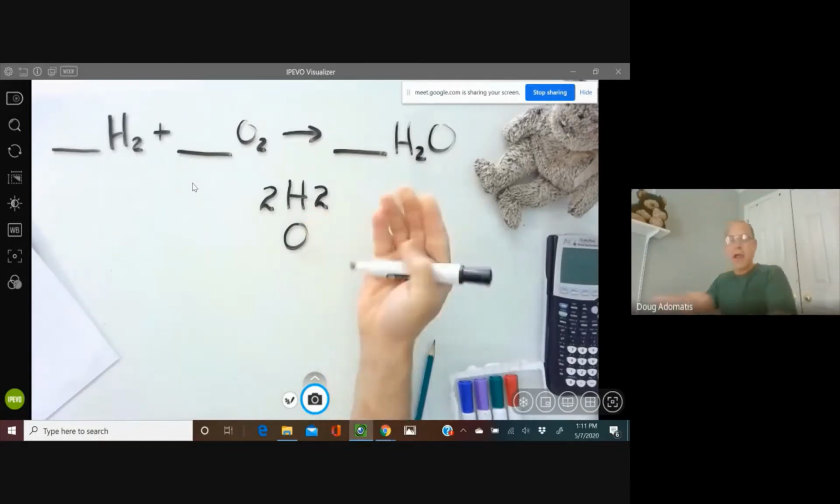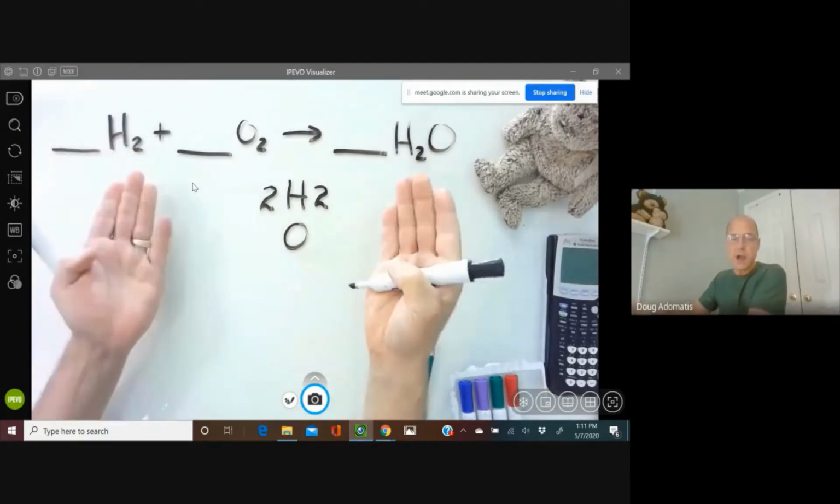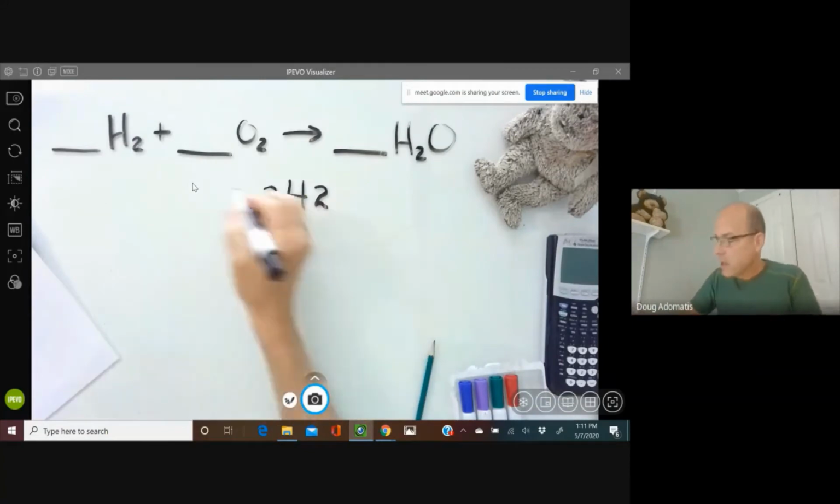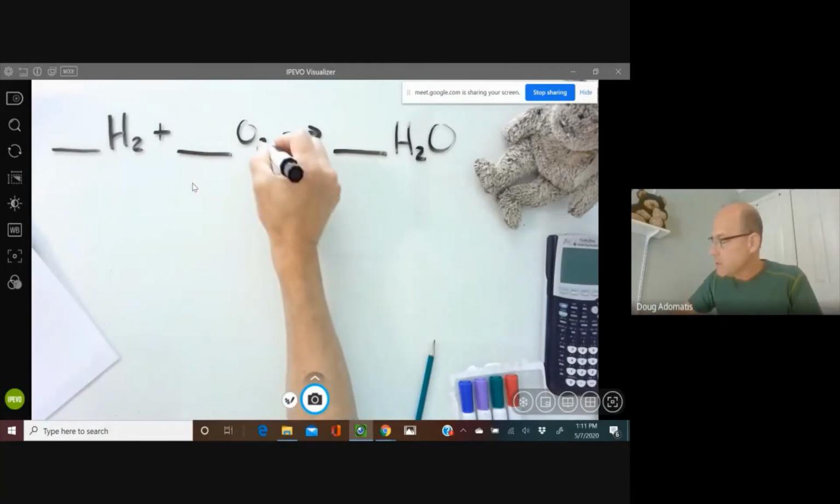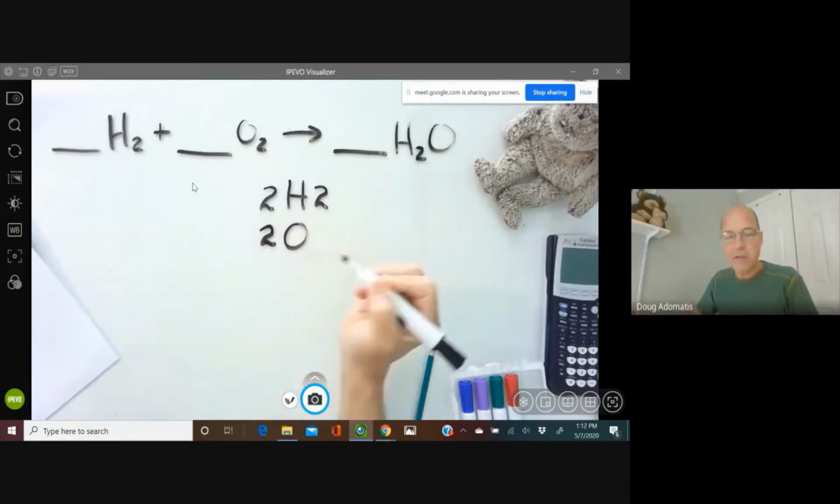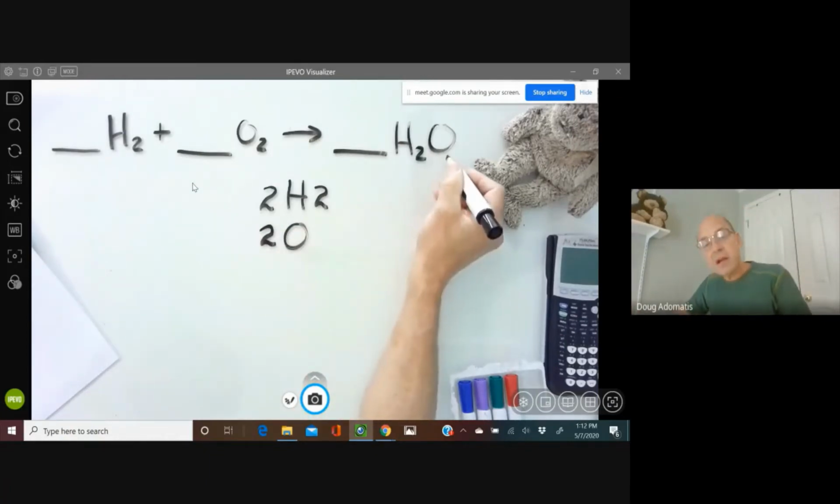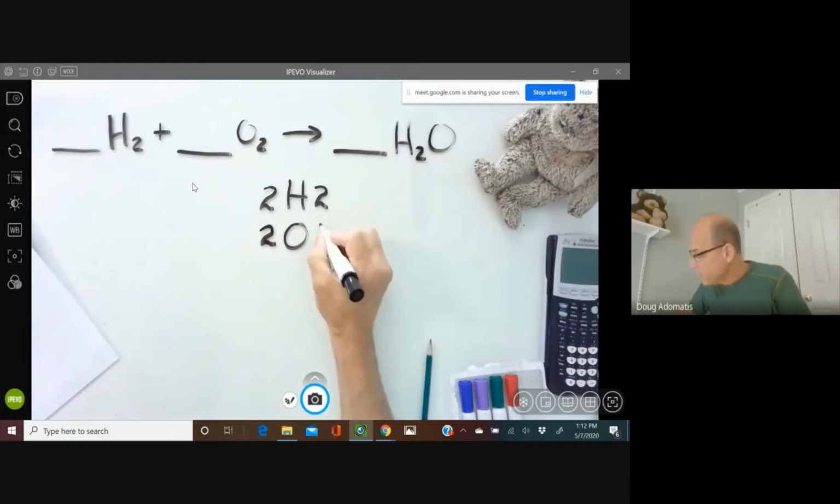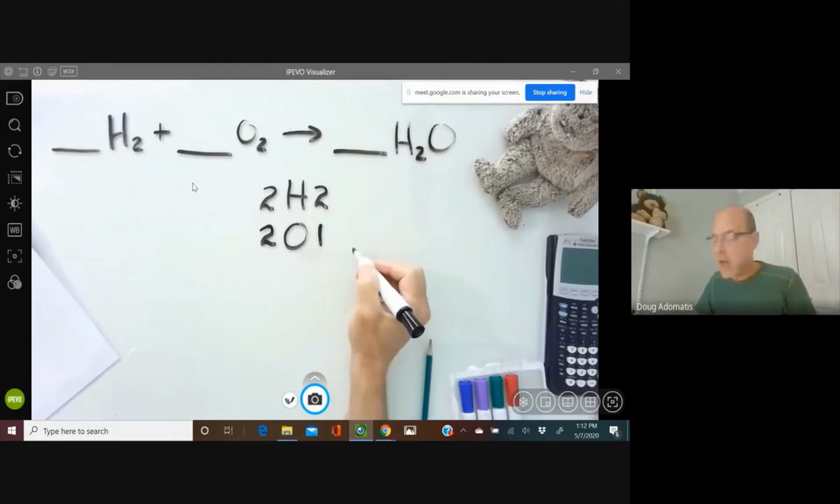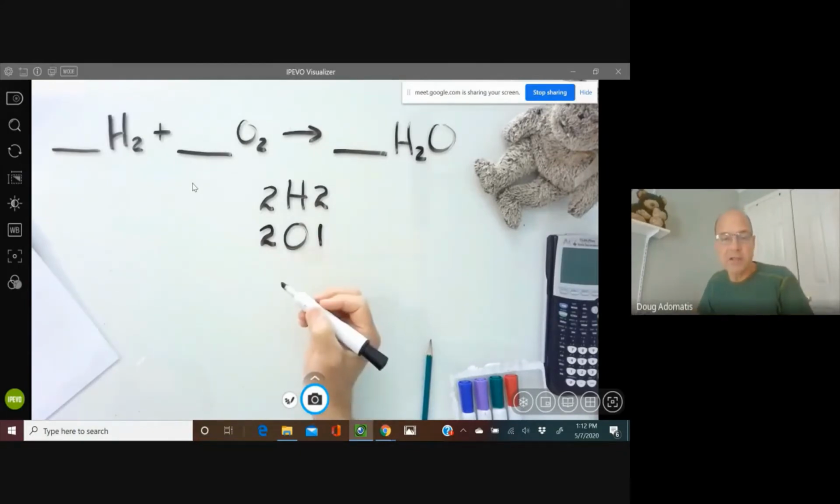So right now we see that the hydrogens are in balance. There's as many on this side as there are on this side. Now, let's look at oxygen. The subscript tells us that there are 2 oxygen on this side, so I write the 2 over here. And over here, there's only 1 oxygen, so I have to write a 1 right here. Obviously, this equation is not in balance. The hydrogens are, but the oxygens are not.